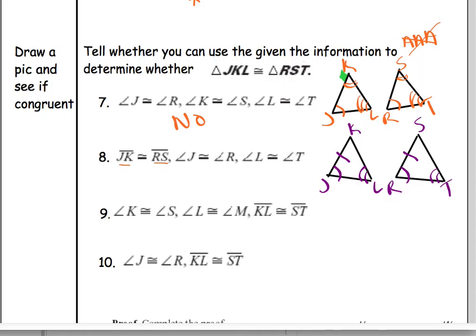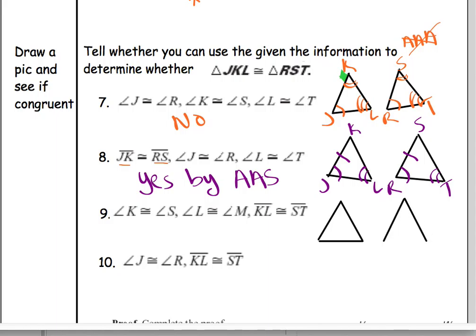And so you'll say yes, by angle-angle-side. Since the side is not between, you write the S on the end when you name it. Again, naming it is really, really important, so you need to practice that a lot. That's what people have the most trouble with in this unit. Okay, next one, JKL, RST.